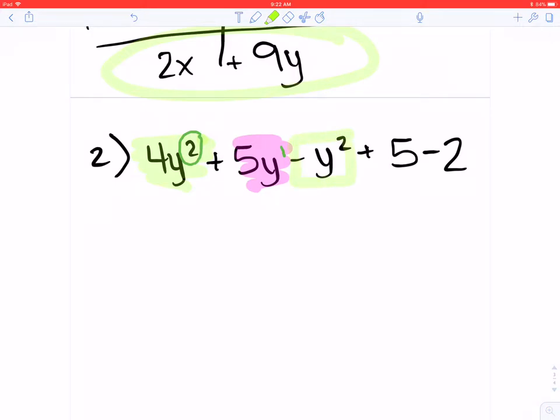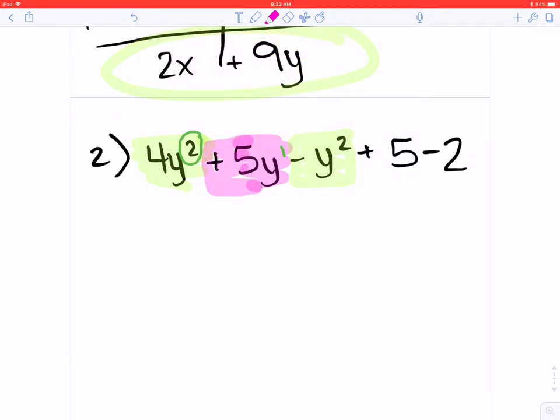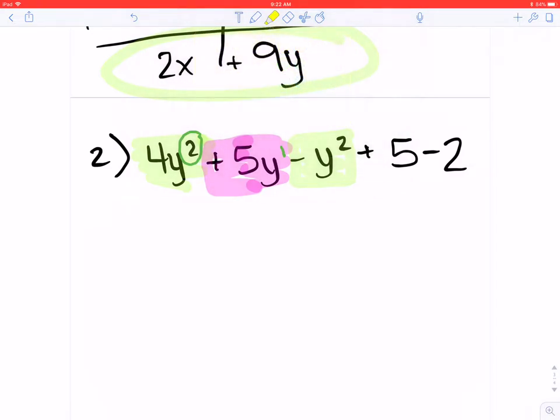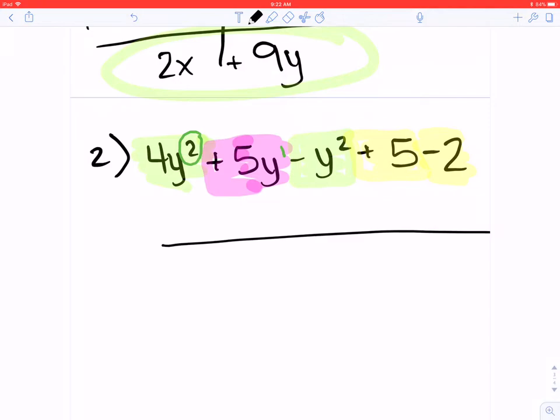The minus has to go with the y squared, just like the plus has to go with the 5y. So now we have like terms, our 4y squared and our minus y squared. But hey, we have a 5 and it's just a 5. So that is a different term. A negative 2 is a similar like term to positive 5. So now when I make my table, I have 3 categories. I have a y squared category, a y category, and a number category.